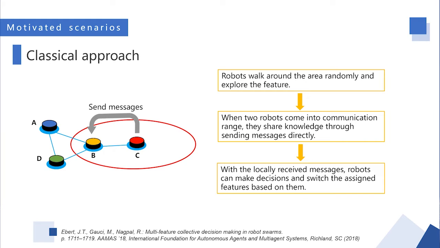Based on the shared knowledge, the robots make decisions on the feature. The feature switching strategy is that the robots switch to the least certain feature every time before exploring the environment. There is an advantage in decision-making time.